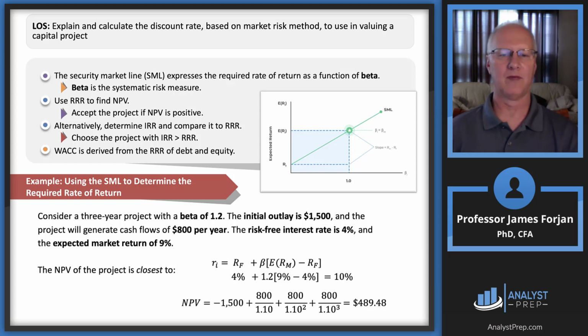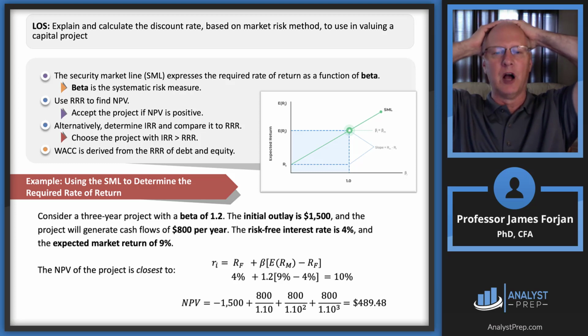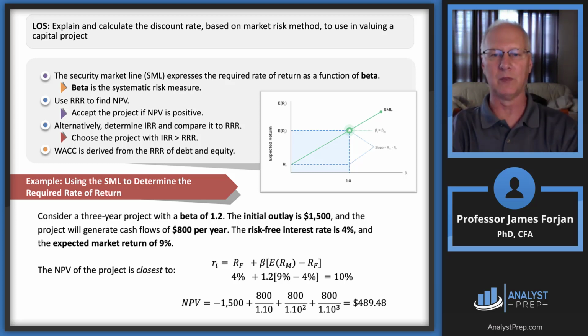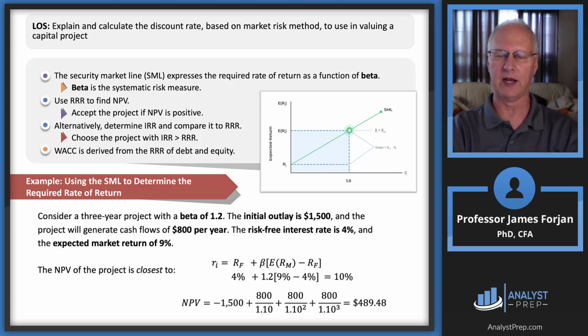We say therefore accept because the net present value is positive. But wait a minute, are you ready for this? Now we have super confidence in our decision because now we know that 489 was computed with our really super smart estimate of those future cash flows, right? $800 per year. But we're using a discount rate of 10%.